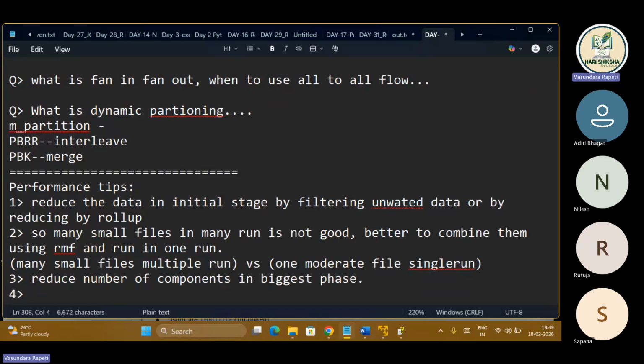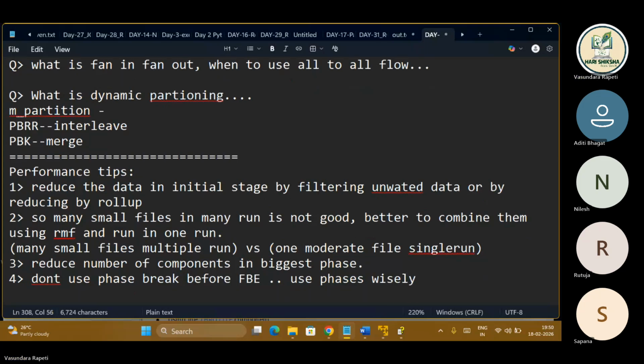Then don't use a phase break before filter by expression. Use phases wisely. Fifth. Why? Because each recovery file is stored on disk. That's why.